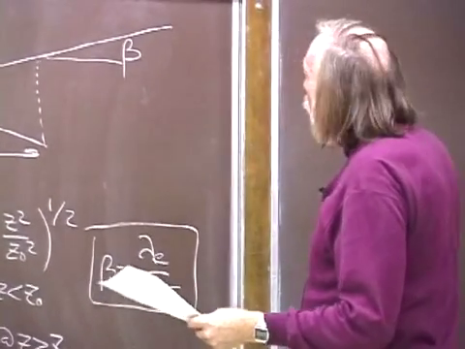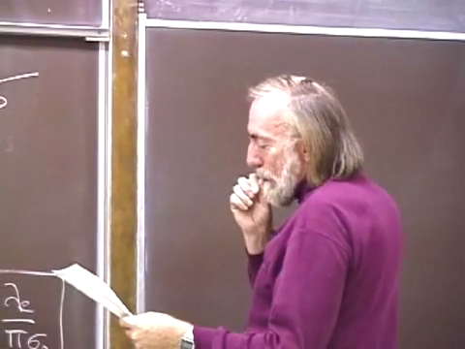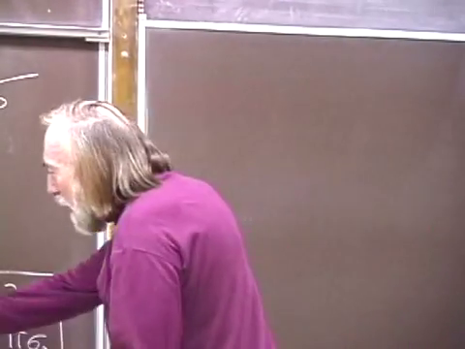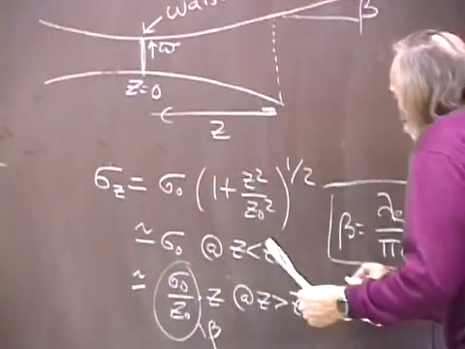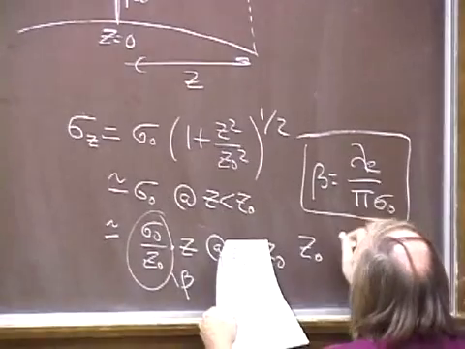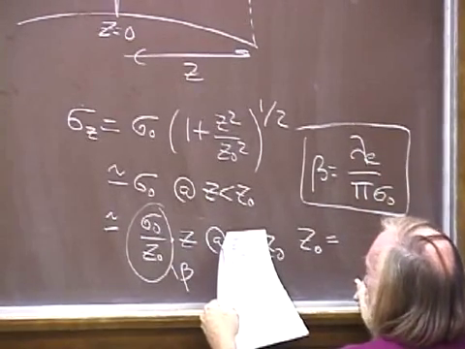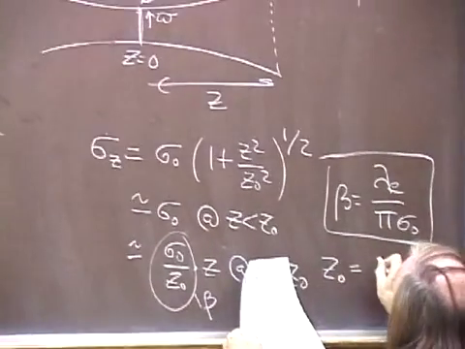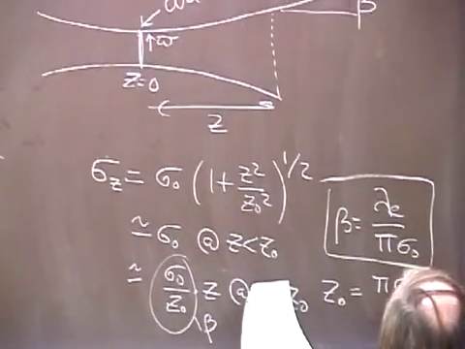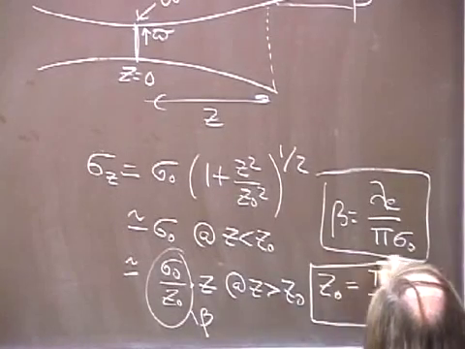So if we then put in some numbers, you can then just feed back and see what z naught is. Z naught then, knowing this standard relation for the spreading angle when you get out into the far region, z naught is pi sigma naught squared over the wavelength of the light.